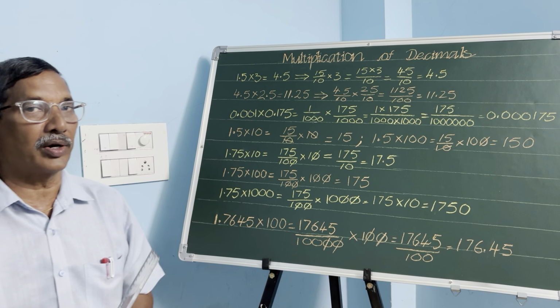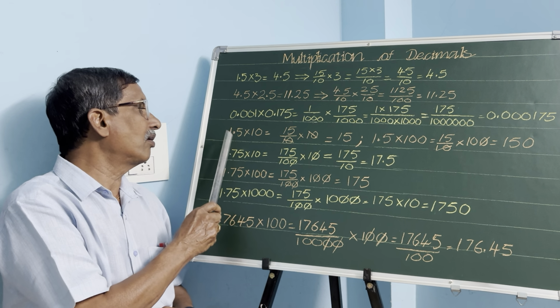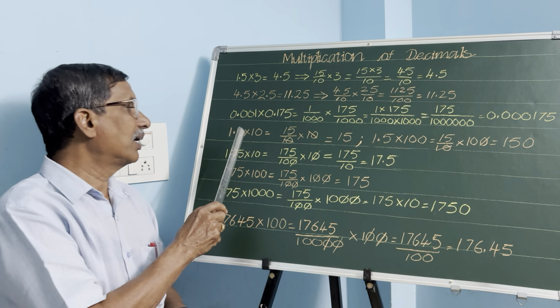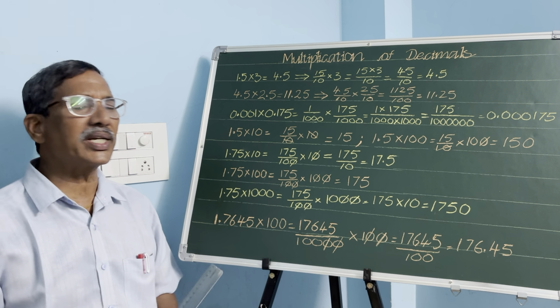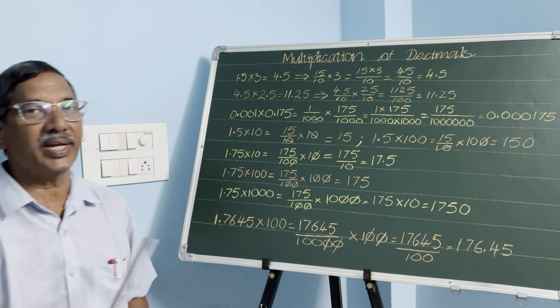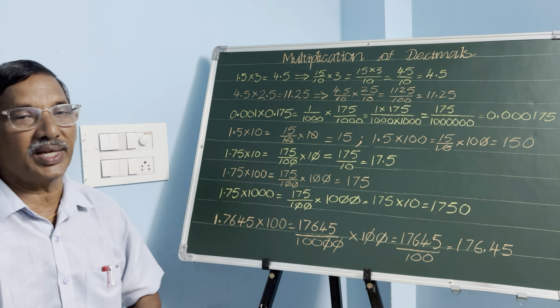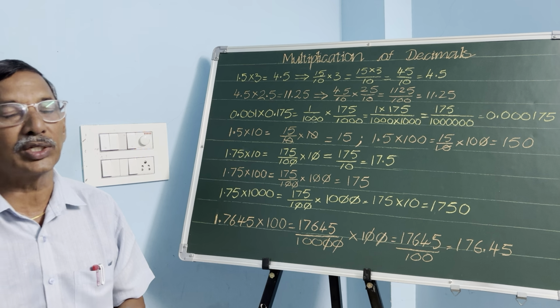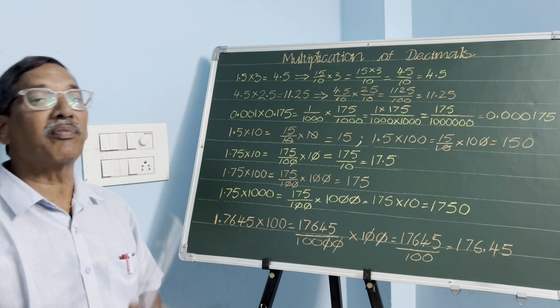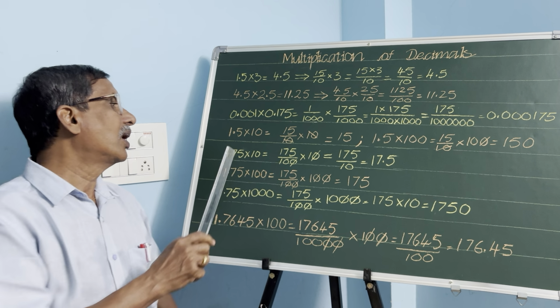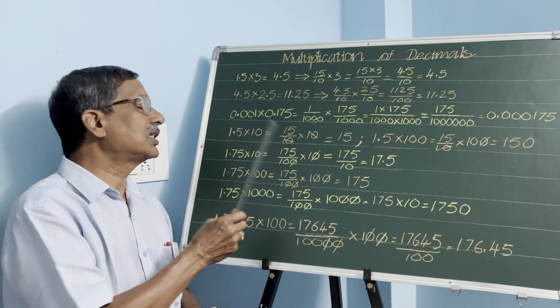See, let us frame a rule. We have multiplied 1.5 by 10. So what is the product? 15. How do we get it? Simply, if there is one 0 in the multiplier after 1, move the point one place towards the right side. So it is equal to 15.0, and 15.0 and 15 is the same number. So we write 15.